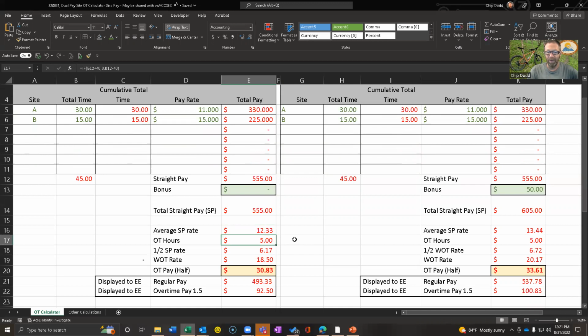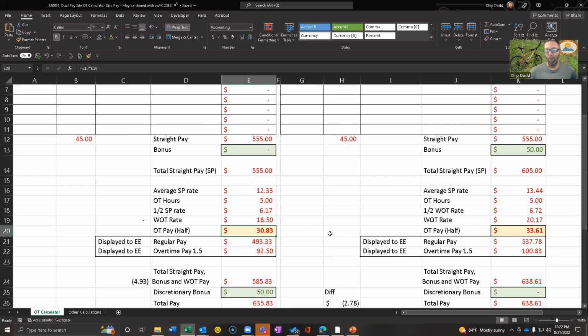You've got 5 hours of overtime. 1/2 of the 12.33 is the 6.17. So that's half of that straight pay amount. So the weighted overtime rate is the 12.33 plus 6.17. So the 18.50 is their overtime rate that they should be calculating the overtime based on their paycheck. So the amount that we actually owe them, because at this point we've paid them the 555, we had to come in here and figure all this out. We have to add on $30.83 to the 555 to get to the total amount of money that they are owed.